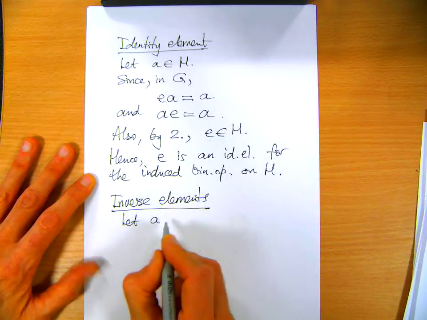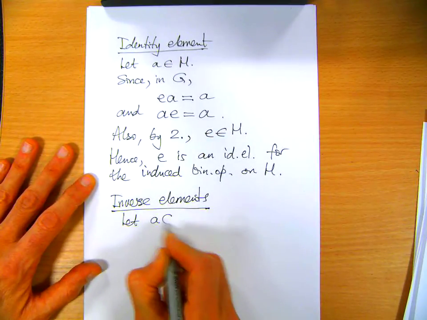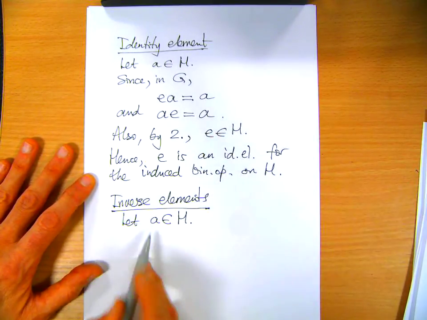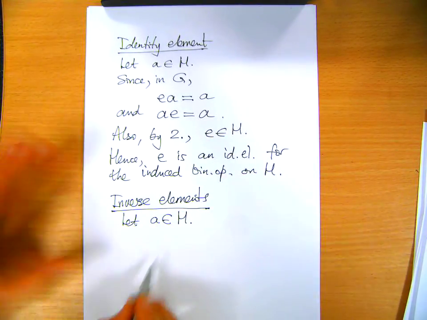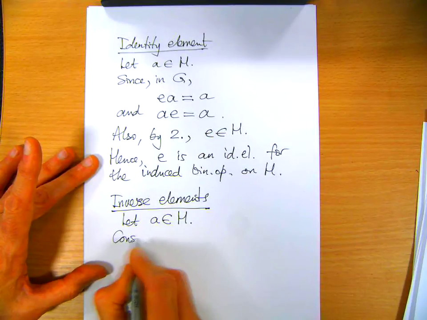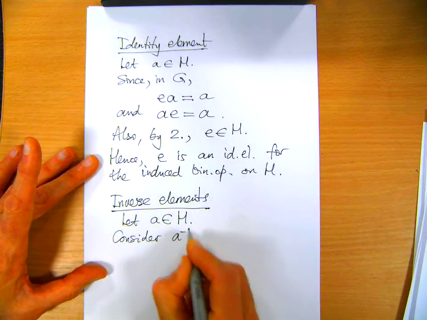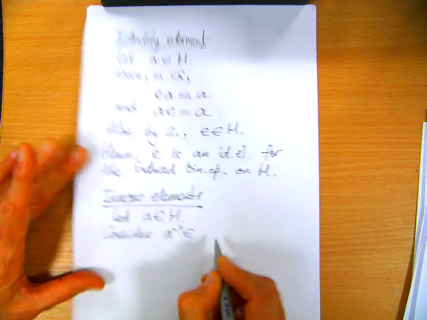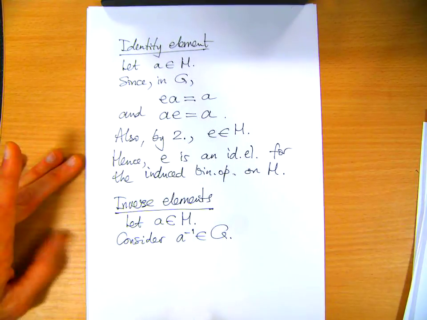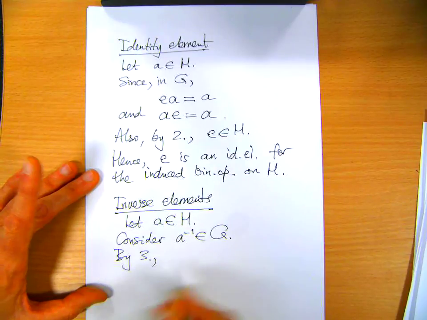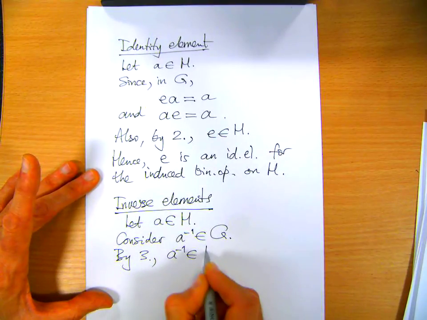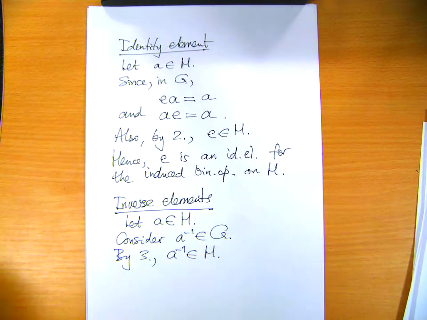Let A be an element of H. We want to show that A has an inverse in H. Well, we know what that's going to be. Let's just consider the inverse of A in big G. Well, by 3, A inverse is actually in H.